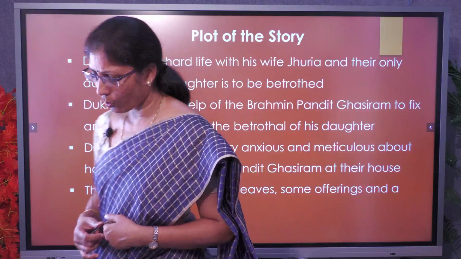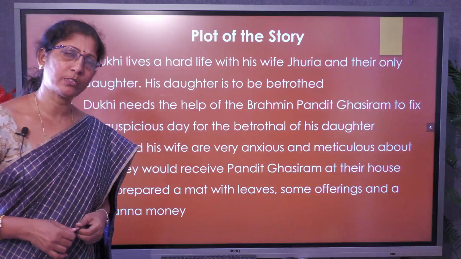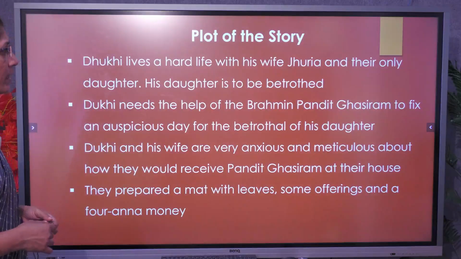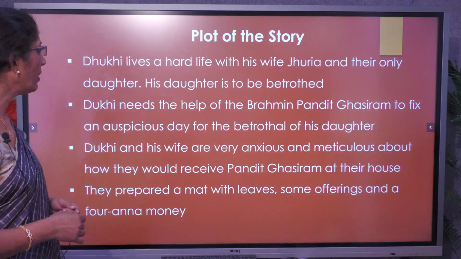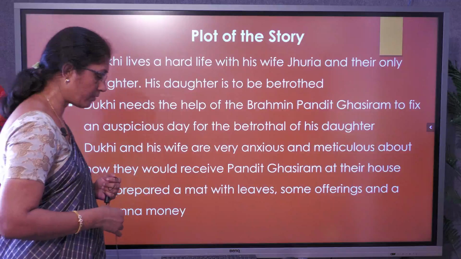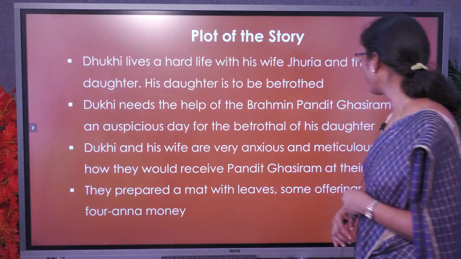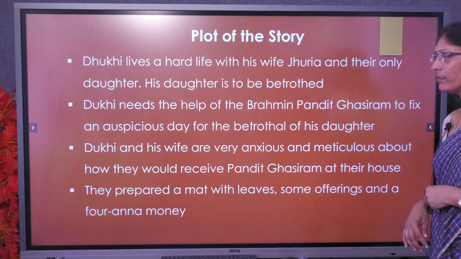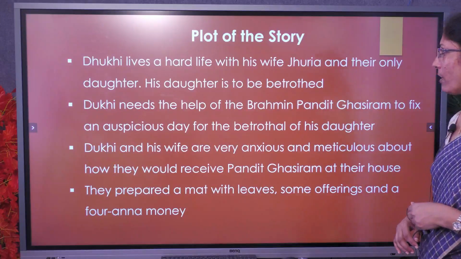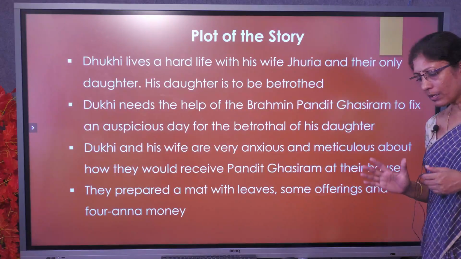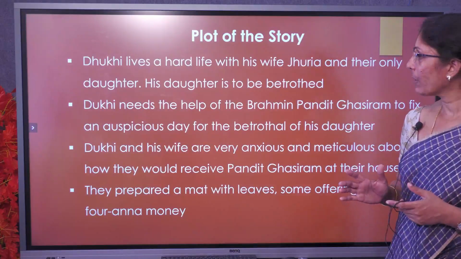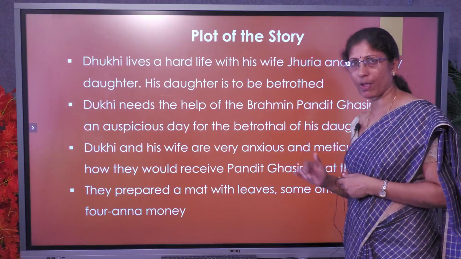As you know, lower caste people or untouchables generally lead a very pathetic life. The same is true for Dukhi. He lives a hard life with his wife Jhuriya, and he has only one daughter. Now the context is that he has to fix his daughter's marriage.